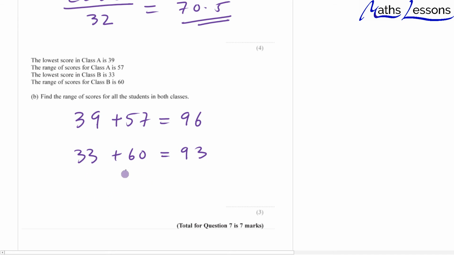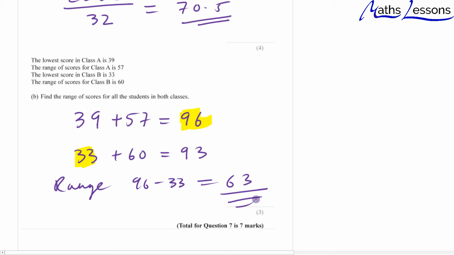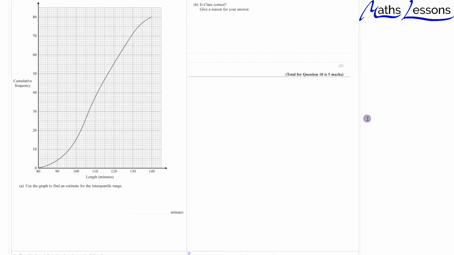So the lowest score for the two classes was 33, and the highest score for the two classes was 96. Therefore, the range for both classes will be 96 minus 33, which equals 63. Now, we're going to have a little bit of a look at cumulative frequency.